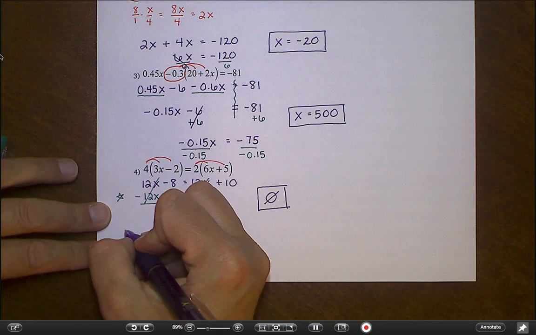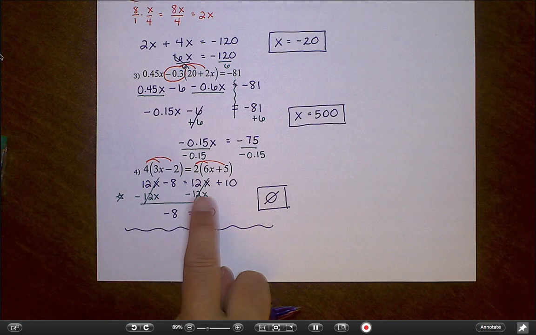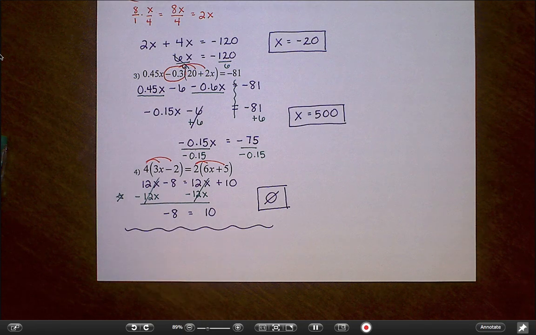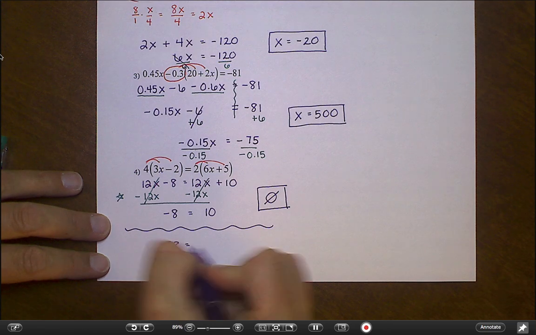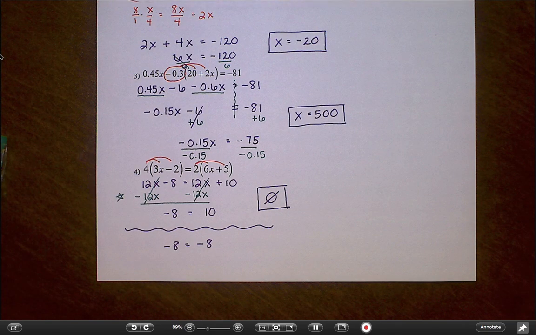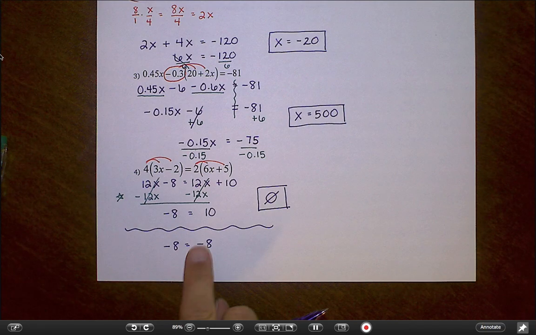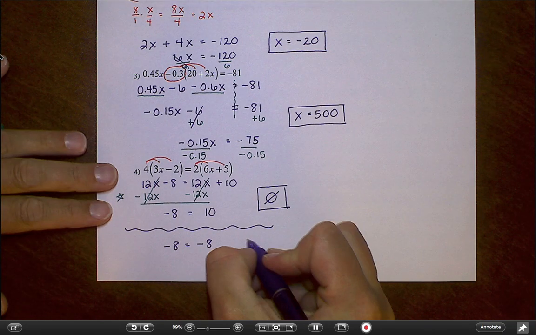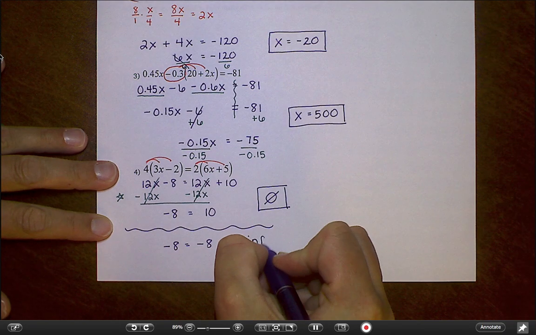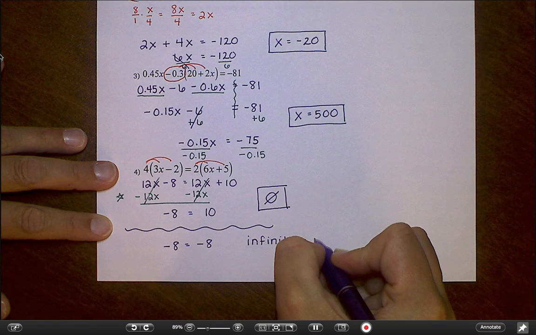Now, I am going to throw one other thing at you here. Because sometimes this same thing happens and you end up with a statement like this, but it's a true statement. So let's say we had ended up with a negative 8 on both sides. Let's say that's what our final statement had turned out to be. That's always true, right? This is never true. Excuse me. This is always true. When it's always true, what we're going to say is infinitely many solutions. And you can abbreviate that IMS.